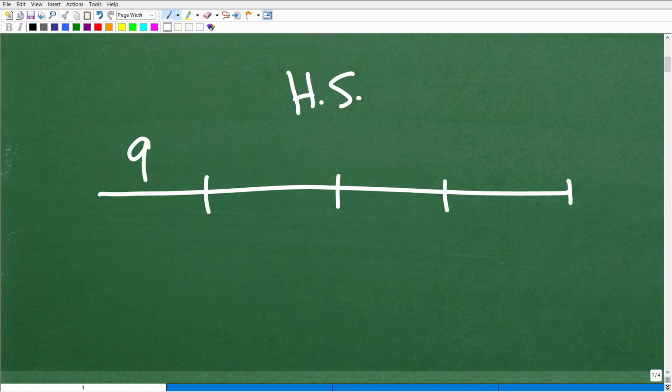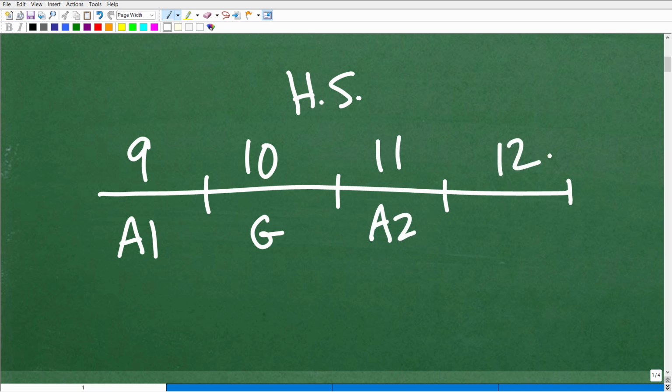So in the ninth grade year, typically you take Algebra 1. Then in your 10th grade year, you'll take geometry. In your 11th grade year, you'll take Algebra 2. And then some students, as seniors in 12th grade, will take either a pre-calculus course, maybe a statistics course, consumer math, or business math. It all depends on what your plans are after high school.